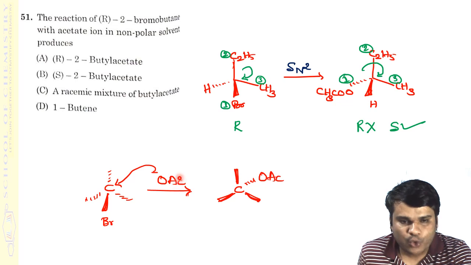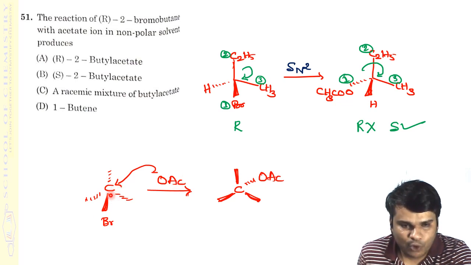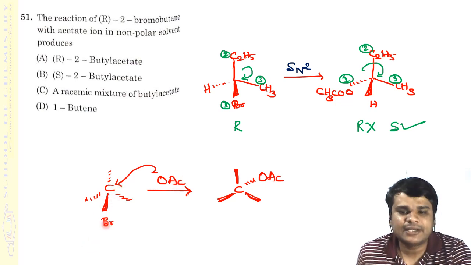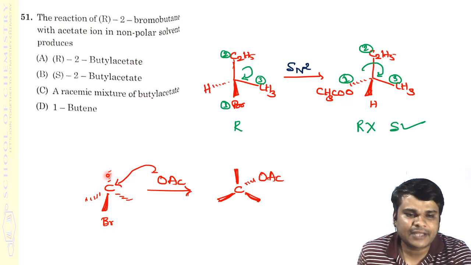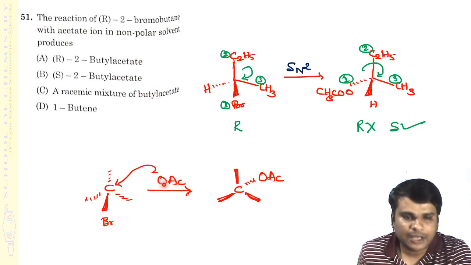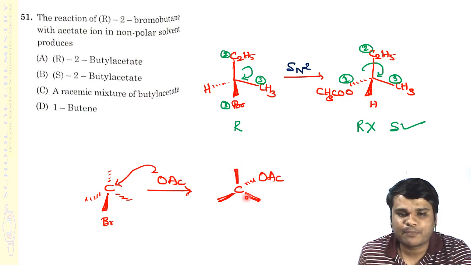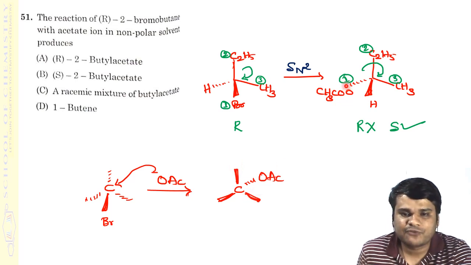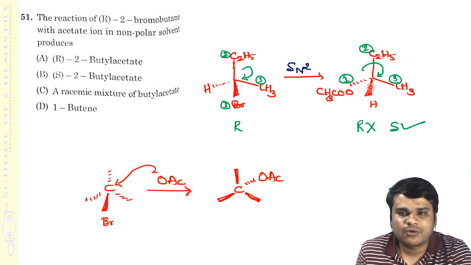And whenever this OAc is approaching the carbon, bromide leaves away. Simultaneously in SN2, it is expected that these three groups, which are facing away from the observer now, with the approach of the incoming nucleophile, simultaneously will be towards the observer, and the product will be this. So these three groups will not retain the original orientation. So the configuration should invert, right?